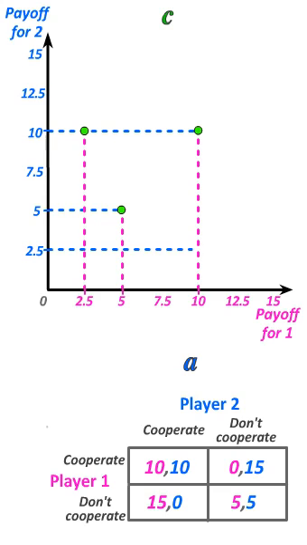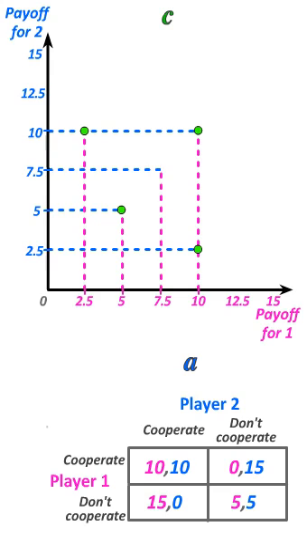If player 1 never cooperates in the infinitely repeated game, and player 2 cooperates half the time and doesn't cooperate half the time, then player 1 will get an average payoff of 10, because half the time he gets the payoff of 15, and half the time he gets a payoff of 5. Player 2 will get an average payoff of 2.5, because half the time he gets a payoff of 0, and half the time he gets a payoff of 5.